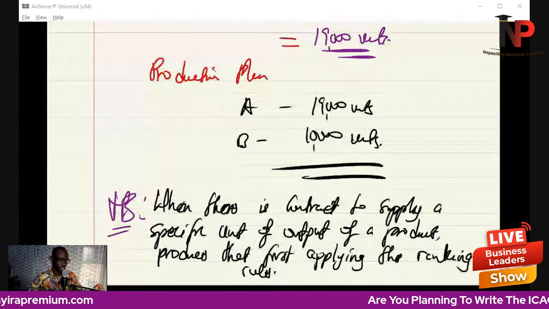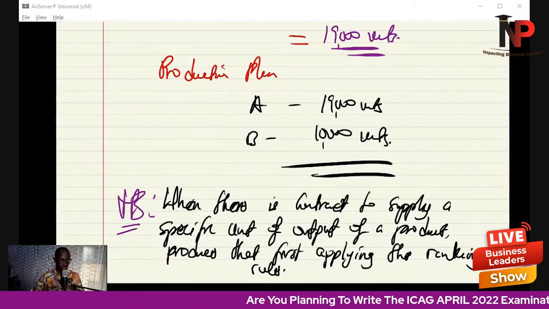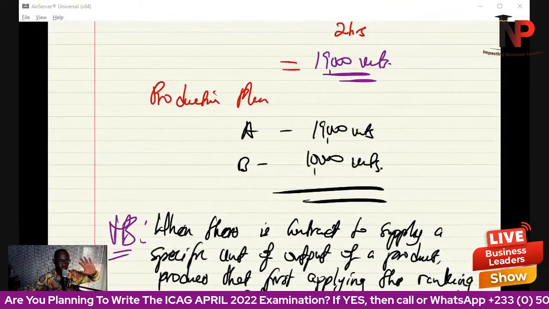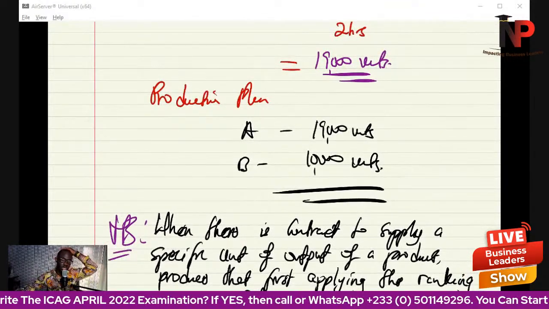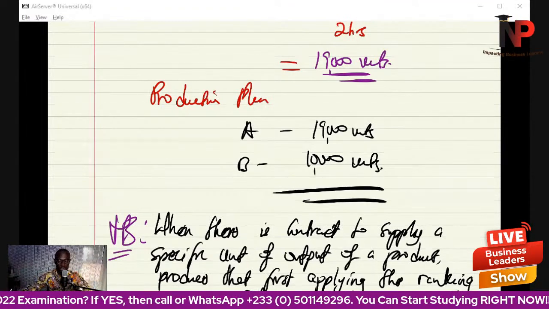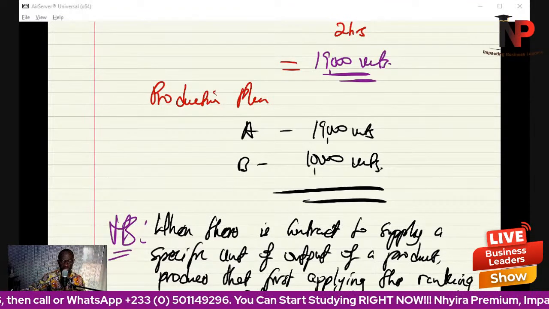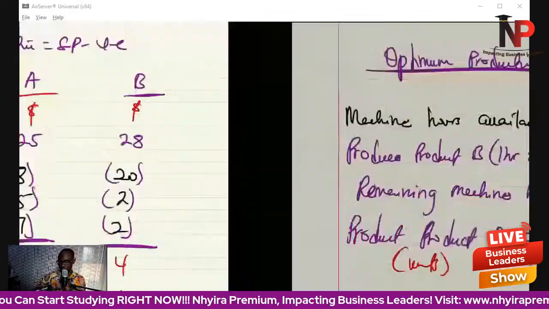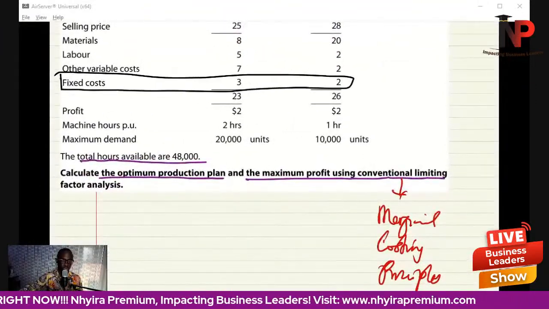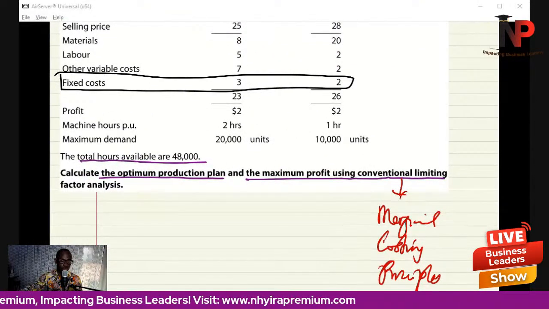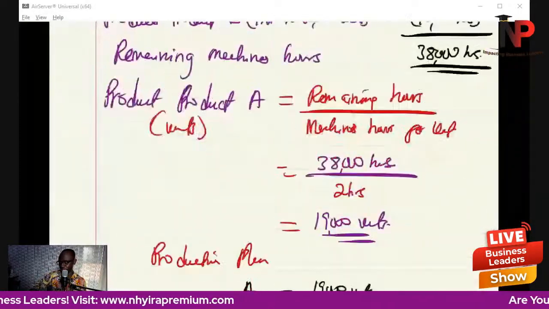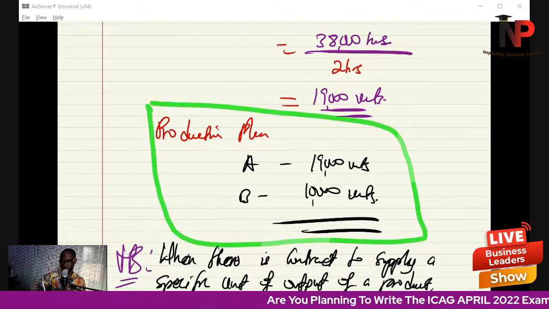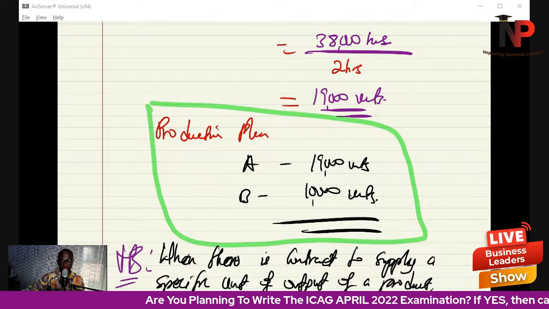So if assuming in the question for product A, for instance, we have a contract with a customer to supply, say, 5,000 units of product A, we will first produce that from the limiting factor. What will be left is what we are going to be using in that particular case. Does that make sense? So that is how we design the production plan for this. So that is the first aspect of our question, which is to calculate the optimum production plan. So this is the optimum production plan that we will make 19,000 units of A and then 10,000 units of B.